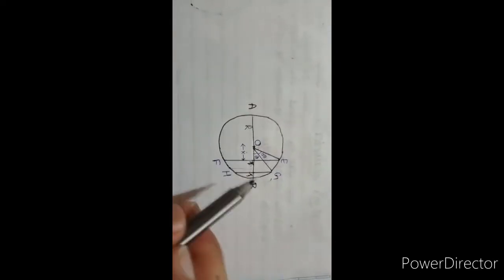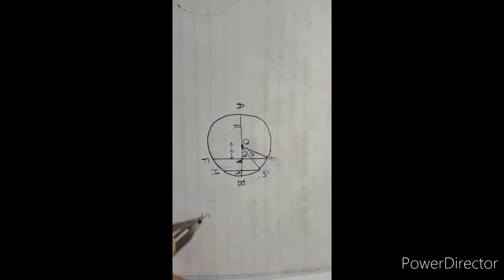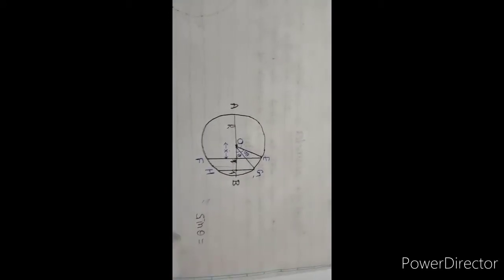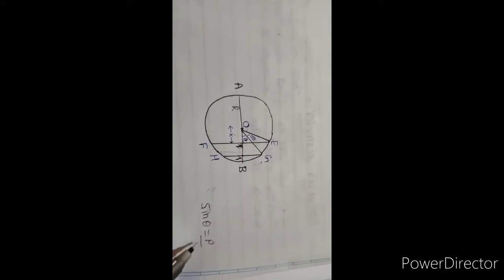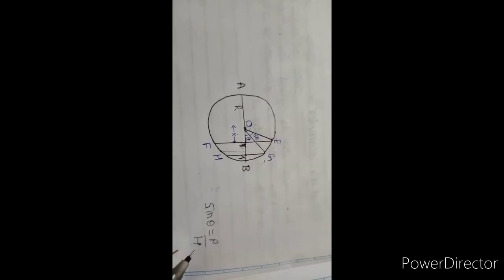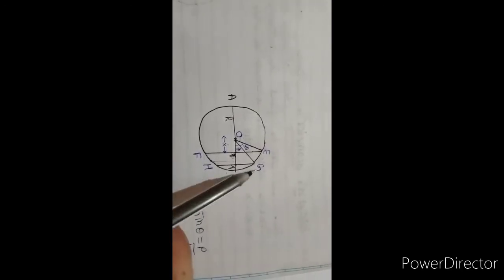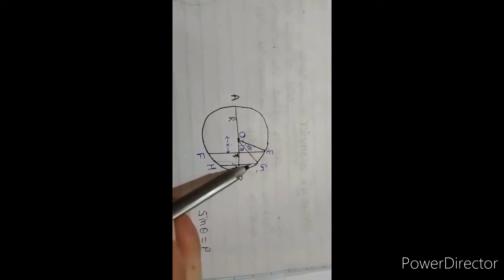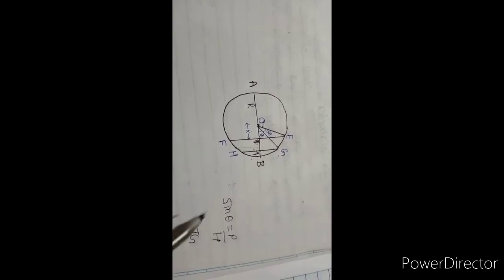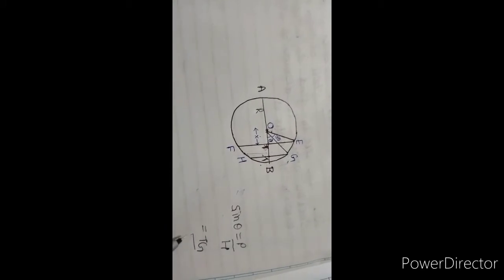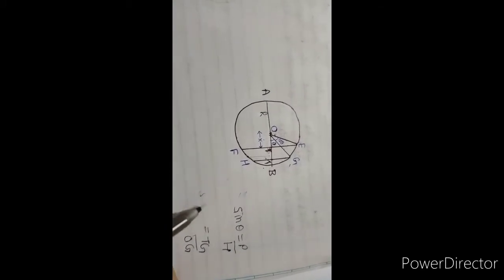So we have to find the sine theta, right? And we know that sine theta is equal to the ratio of the perpendicular of the triangle and the hypotenuse of the triangle. And here in the triangle, the perpendicular will be TG, and here the hypotenuse will be OG, and this is the sine theta.